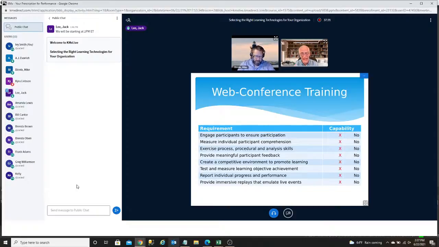And being able to report that individual progress and performance back to your LMS, and not just a pass or fail type of scenario, or they attended or they didn't attend, which is what we see 90% of the time, but to be able to determine, okay, did they comprehend these points? Did they demonstrate a skill, a procedural skill, that we now are confident they're going to be able to exercise in the field?